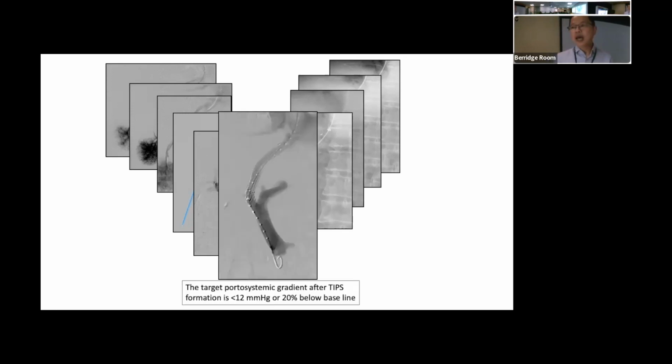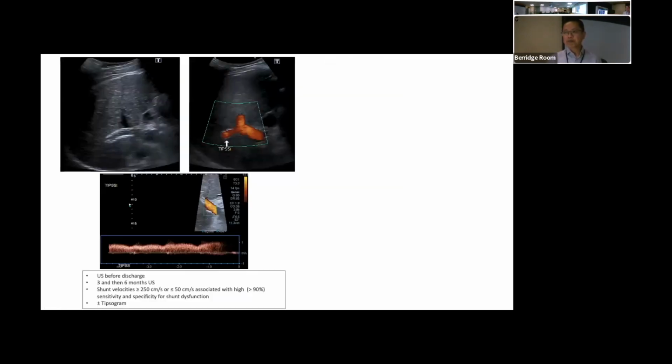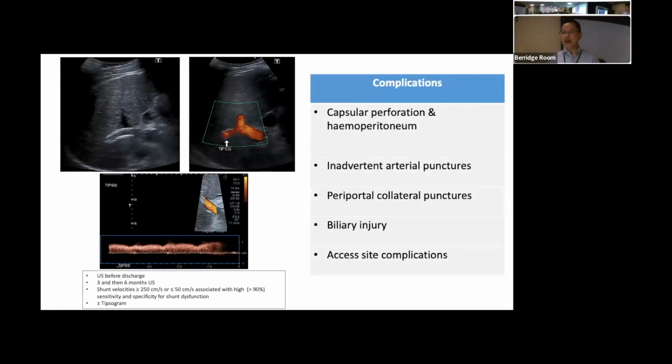And here's the TIPS, where the flow from the portal vein will be shunted away mostly into the systemic circulation, and you achieve what you want to achieve in terms of the pressure gradient. So that is the standard kind of TIPS procedure. And you do a follow-up with ultrasound and follow it up regularly, to make sure it's fine.